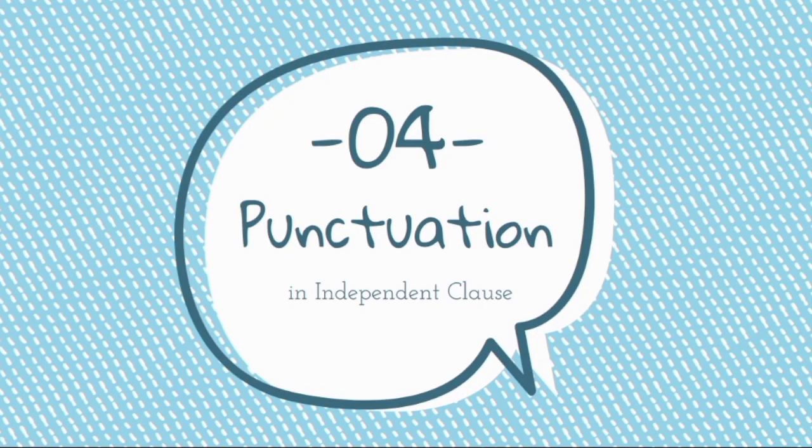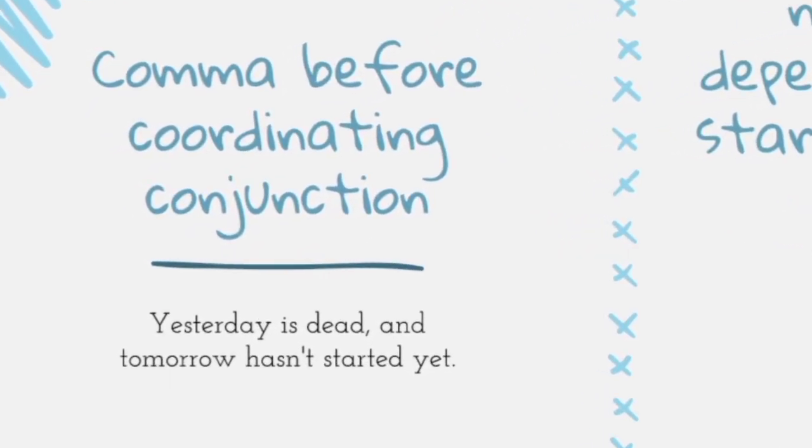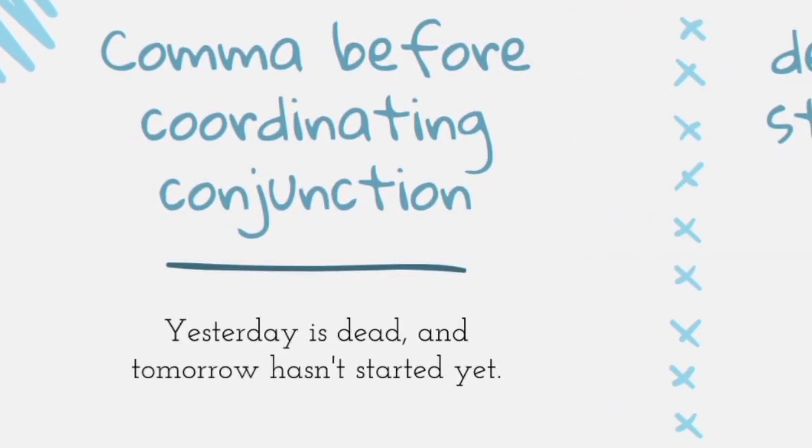Punctuation in independent clauses. Here are four points about punctuation in independent clauses. Point 1: use a comma before an "and" that links two independent clauses. The rule is to use a comma before a conjunction that joins the independent clauses in a compound sentence. Example: yesterday is dead and tomorrow hasn't arrived. I have just a day. I'm going to be happy in it.